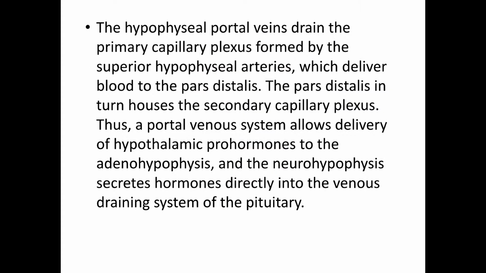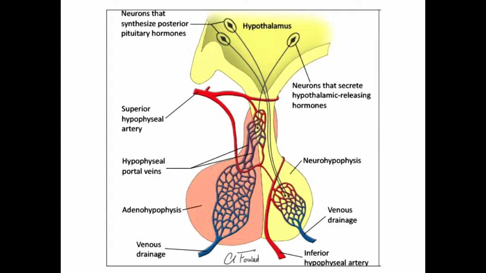And the portal venous system allows hypothalamic hormones, like the releasing hormones I mentioned before, to enter into the adenohypophysis. Just memorize that the adenohypophysis has primary and secondary hypophyseal veins together, like tracts, an anastomosis. And the neurohypophysis has just one.